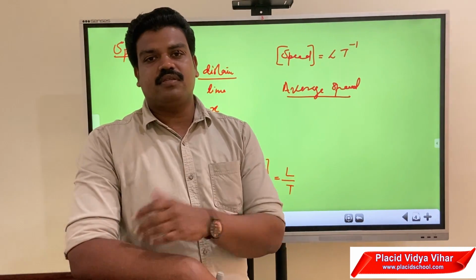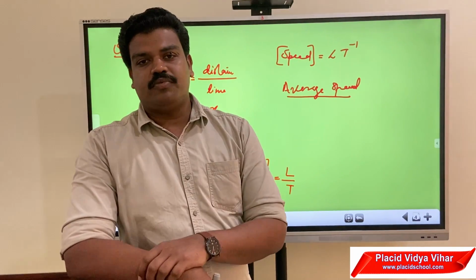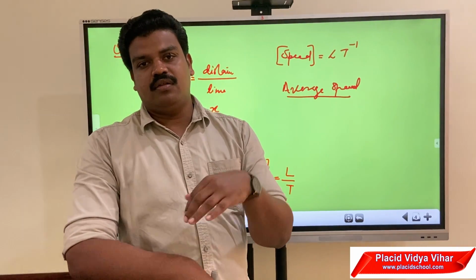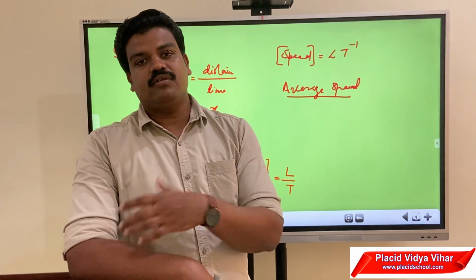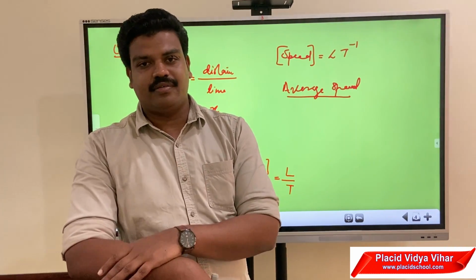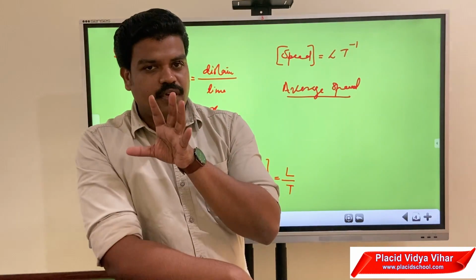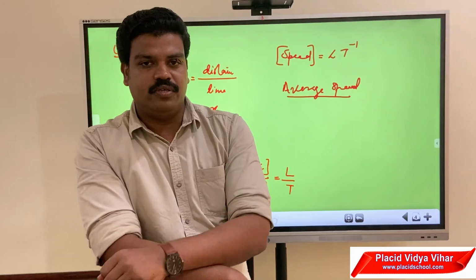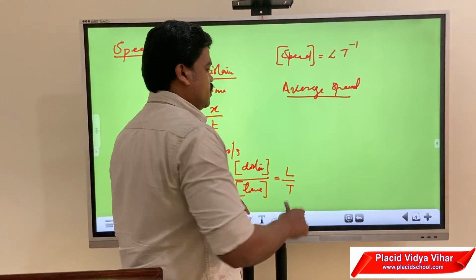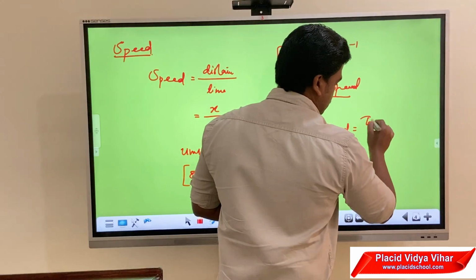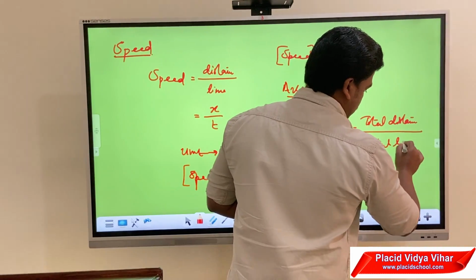A bus is traveling with a certain speed along the same straight line, 60 km per hour for 30 minutes, and then it changes its speed to 40 km per hour, and then travels for 30 minutes or 40 minutes like that. And what is the average speed? So for average speed, first we must know the total distance covered and then the total time taken. So average speed is equal to total distance covered by total time taken.